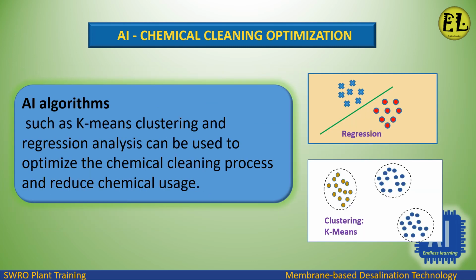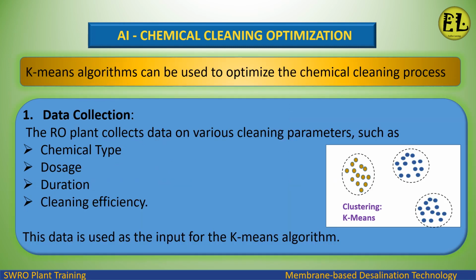AI, chemical cleaning optimization. AI algorithms, such as k-means clustering and regression analysis, can be used to optimize the chemical cleaning process and reduce chemical usage. K-means algorithms can be used to optimize the chemical cleaning process.